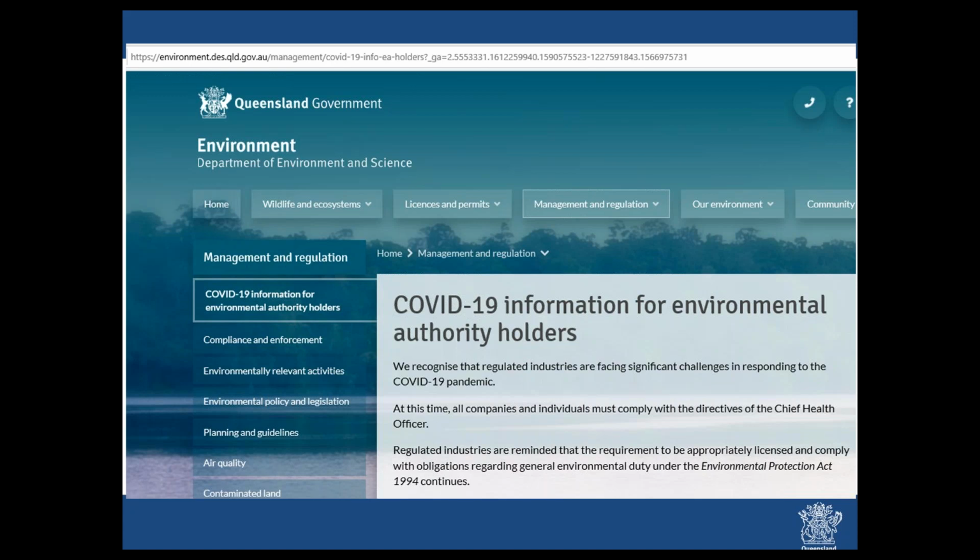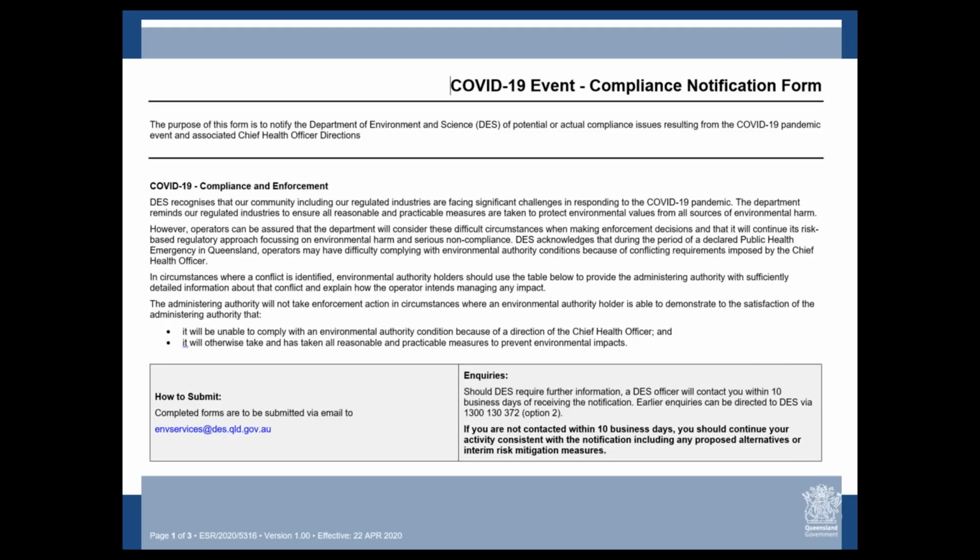So I will just focus in on one particular document that you'll find on that previous page. This is our COVID-19 event compliance notification form, which you can find on that page if you're having difficulty meeting compliance with your EA. In particular, this is the first page, it's a very short document, easy to understand and fill in.